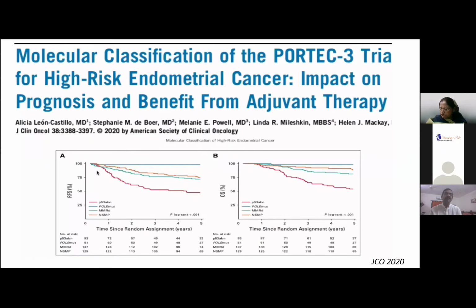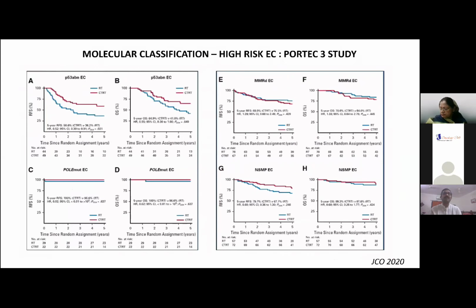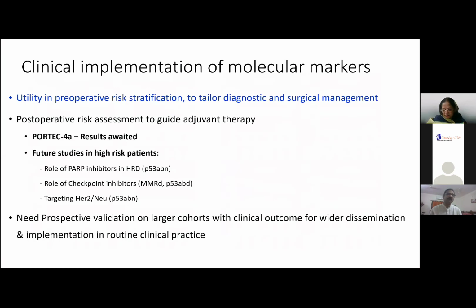And for molecular classification, I'm sure Jaya Ghosh will go into details. This continues. The molecular classification shows a significant difference in the outcome. Especially you can see P53 abnormal tumors definitely need to be treated aggressively so that the outcomes are better. Whereas in POLE, you need not treat them with aggressive treatment. So maybe in future, POLE mutated, even advanced stages may not require even adjuvant radiation for such tumors, especially with the favorable outcome which is seen in this study.